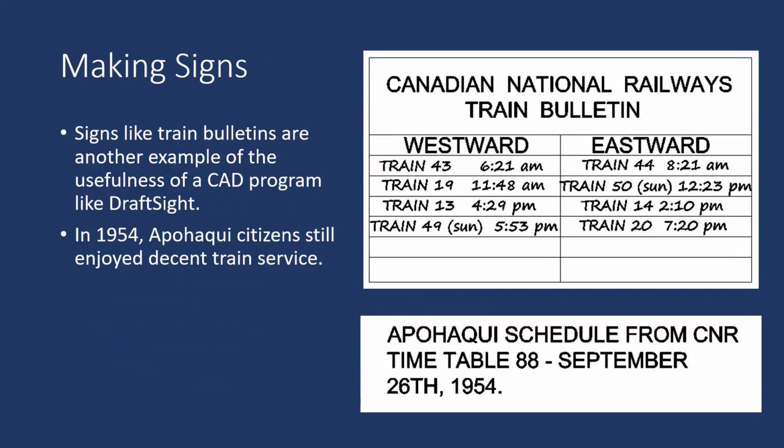Now, making signs like train bulletins are another example of the usefulness of a CAD program like DraftSight. In 1954, the citizens of Apohaqui still enjoyed decent train service. This was taken straight out of a schedule for 1954.